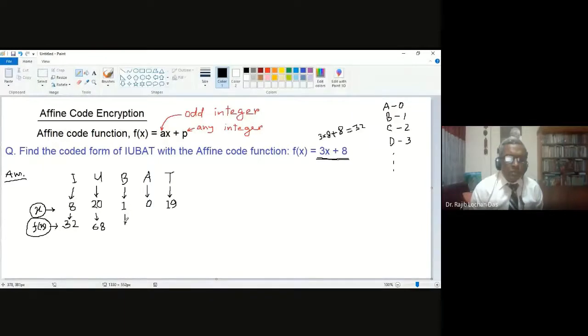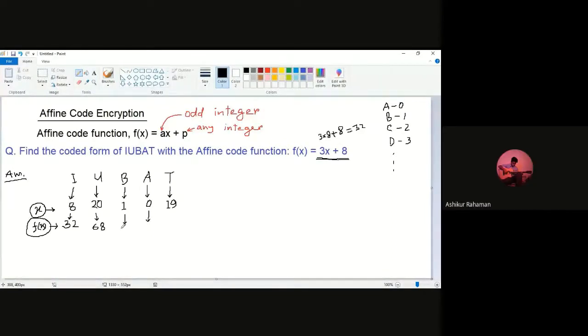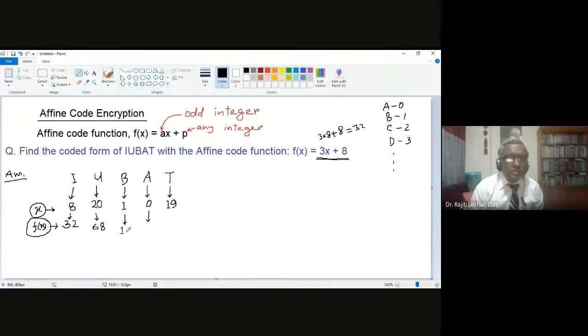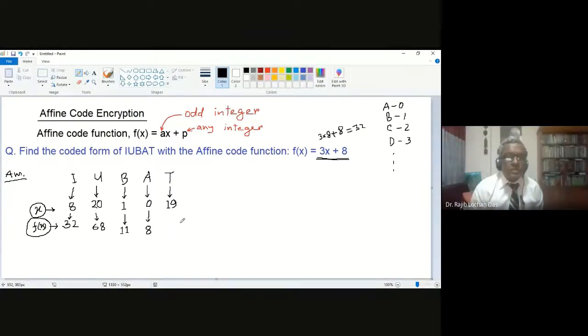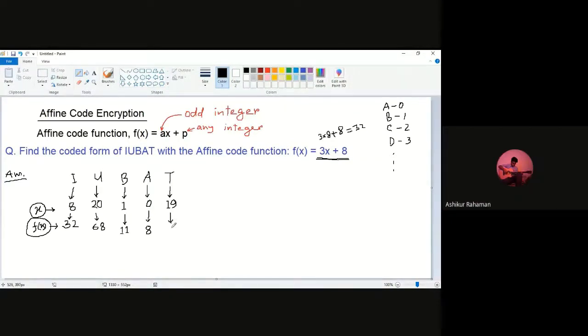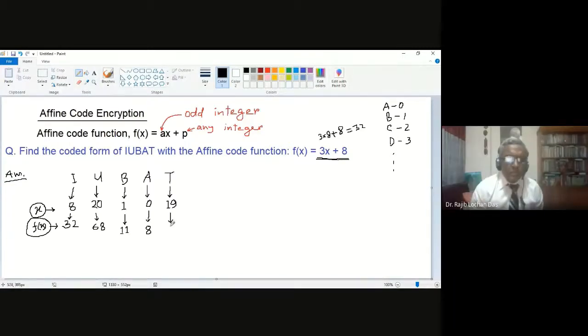What will be the number for 1? 11, sir, because it is 3 into 1 plus 8. And for 0, it is 8, because it is 3 into 0 plus 8. And for 19, this one is what? 65, sir. 65. Okay.